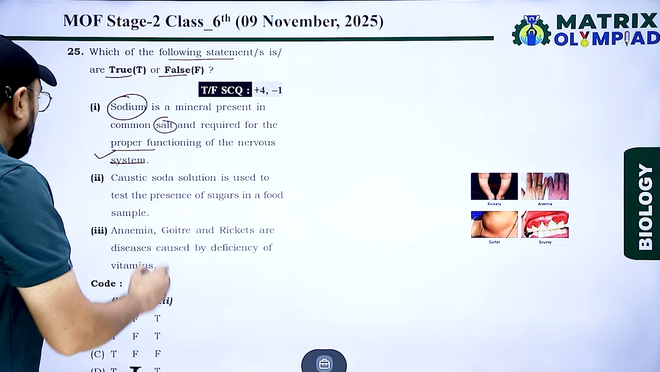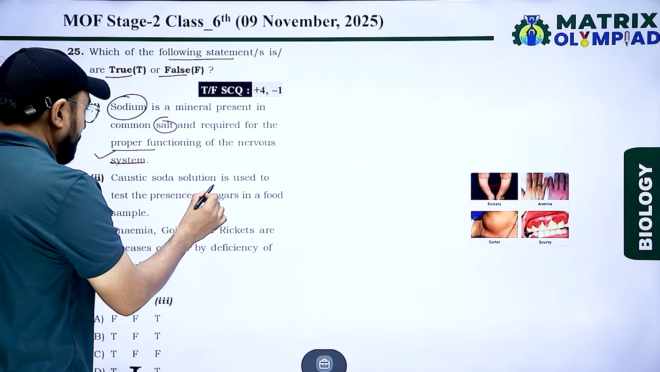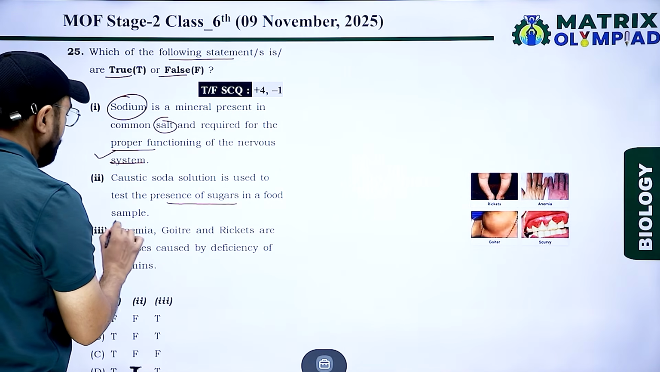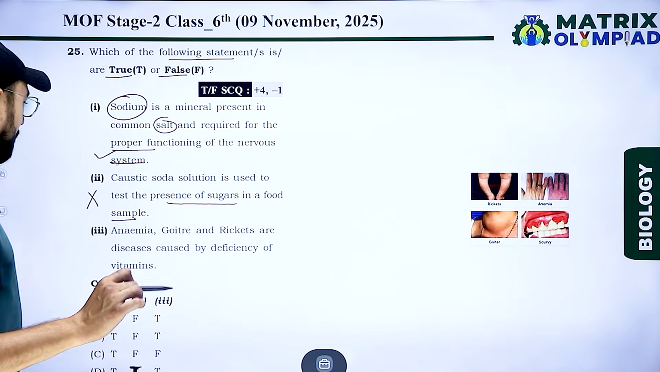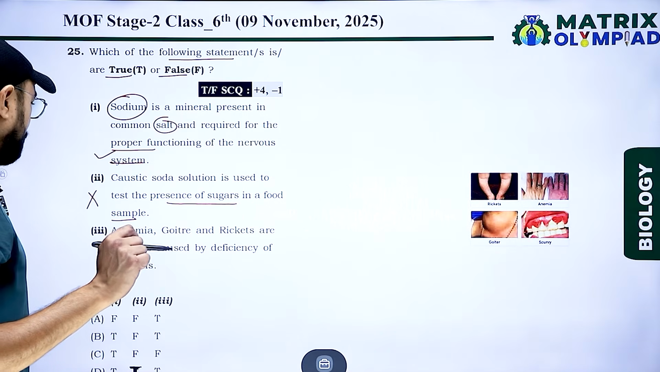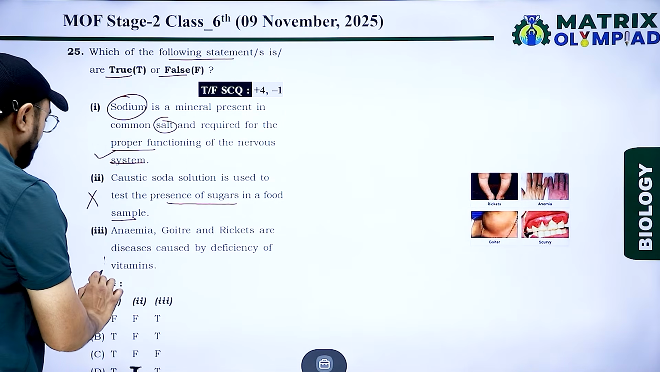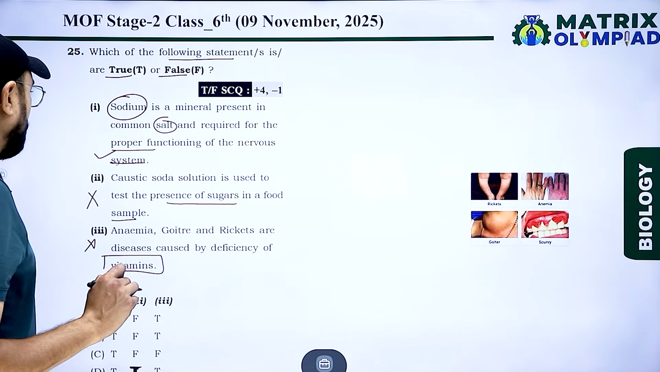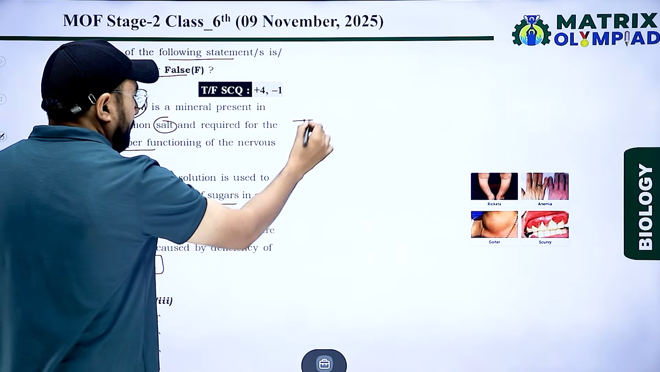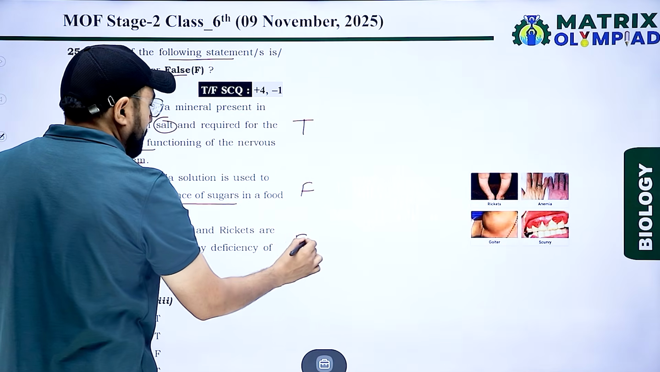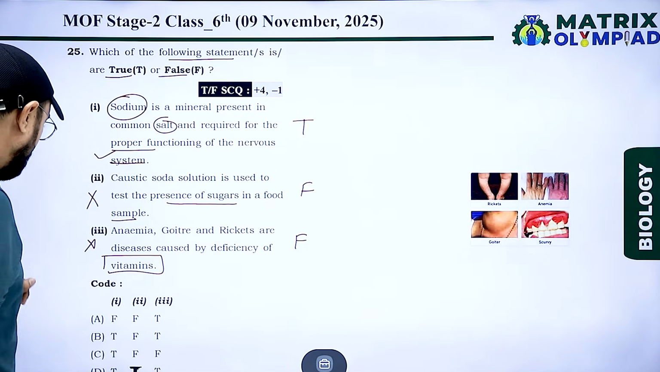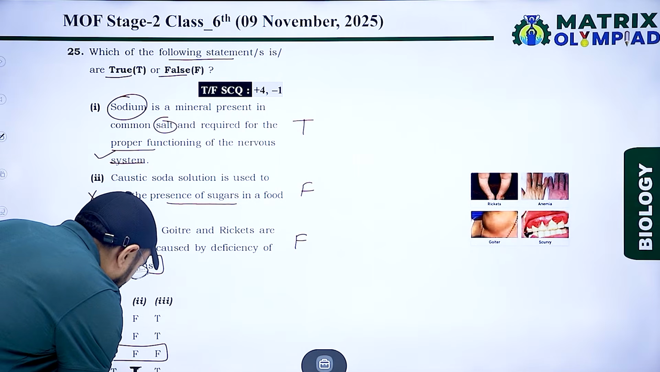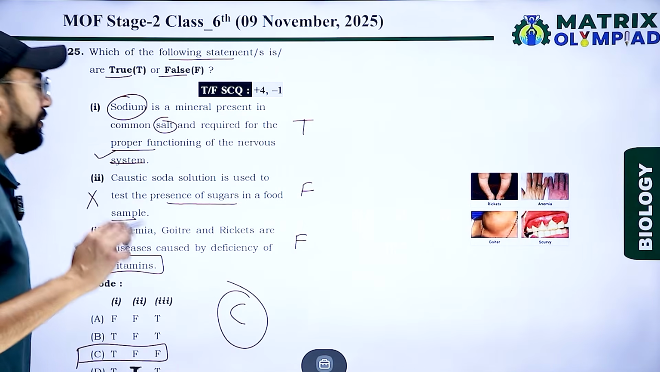Next, caustic soda solution is used to test presence of sugar in food sample. Wrong. Anemia, goiter and rickets are diseases caused by deficiency of vitamin. That is wrong. So according to the statements, our right answer is true, false and false, which is option C. Option C is right for this question.